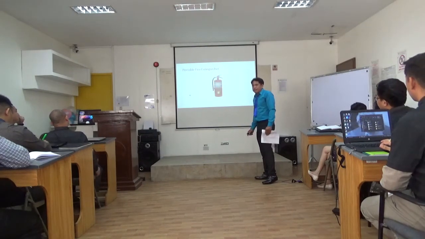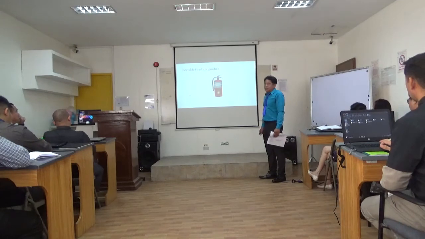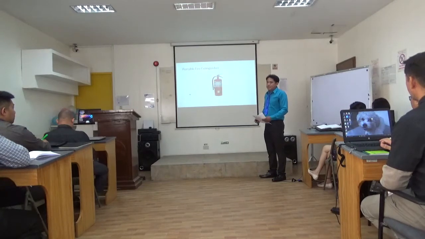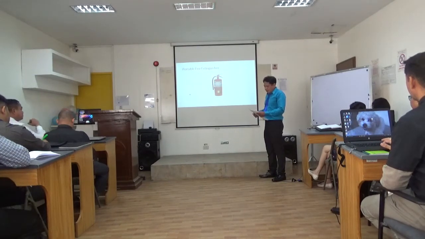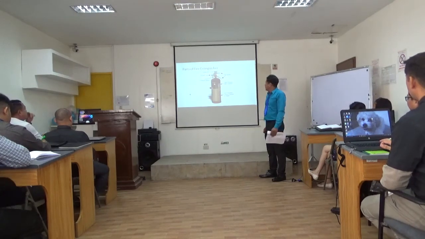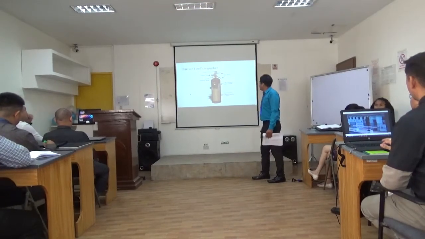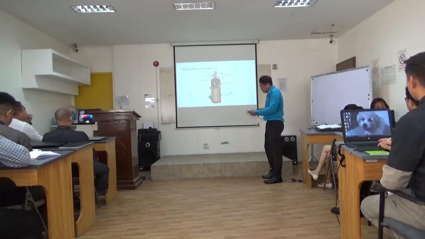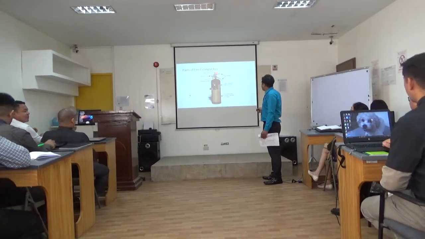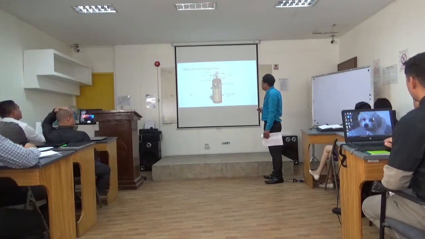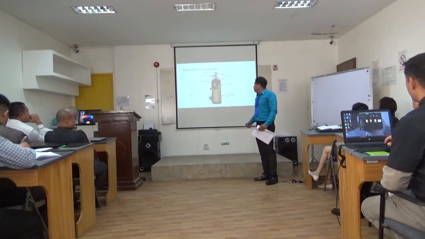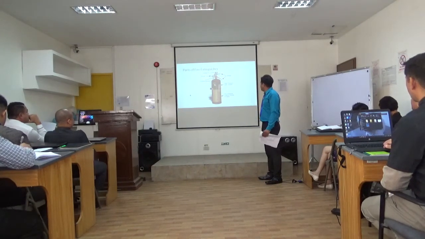This is the example of fire extinguisher. We use this one to combat the fire during emergencies. I discuss first the parts of this fire extinguisher. This is the safety pin. If we're going to activate this fire extinguisher, we need to pull this safety pin.